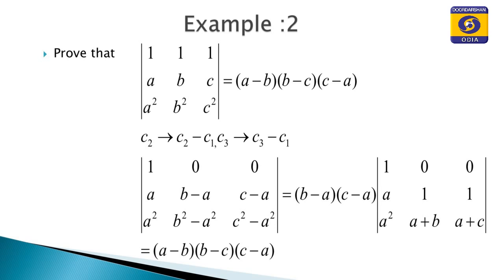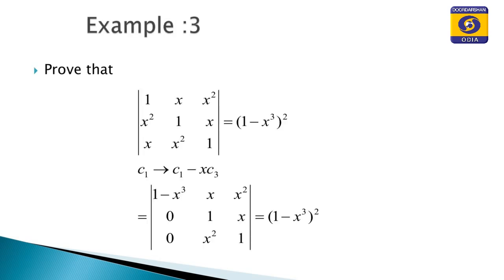Now, we can find the value of this third order determinant by expanding along any one of the rows or any one of the columns. Here the first column, 1, 0, 0, contains two zeros, hence it will be simpler. Expanding along the first row, the value of the determinant becomes (a minus b)(b minus c)(c minus a). The third example: a determinant is given, 1, x square, 1 plus x, square, 1. This value becomes 1 minus x square, whole square.